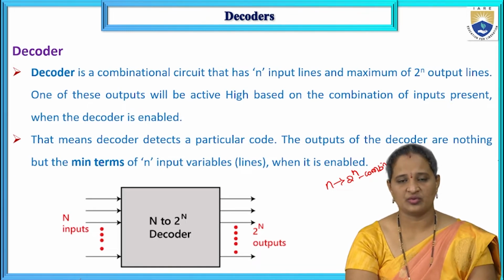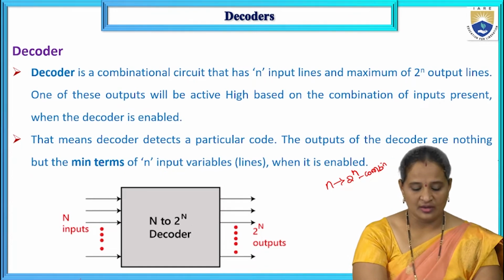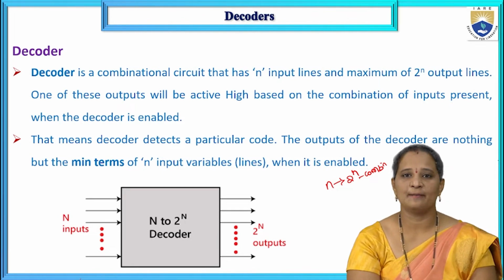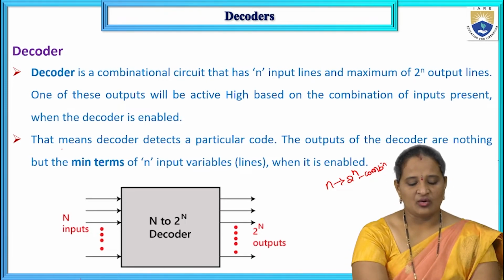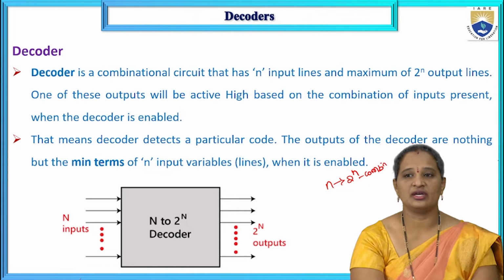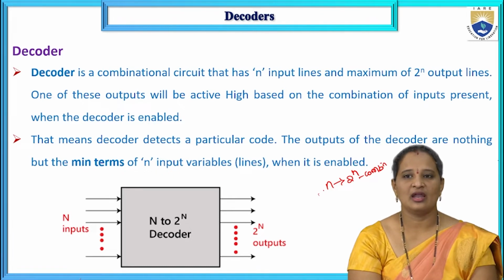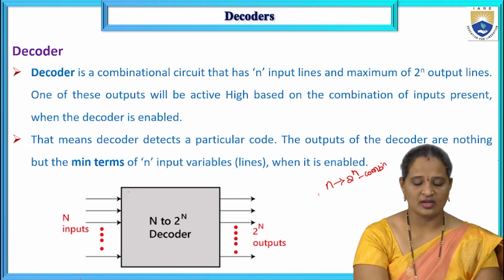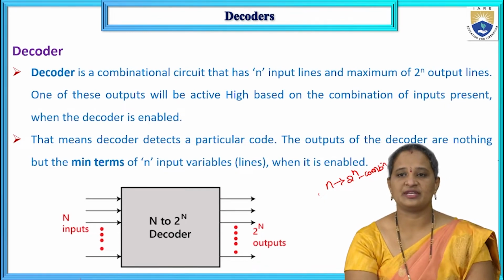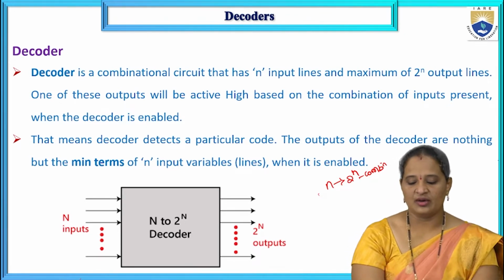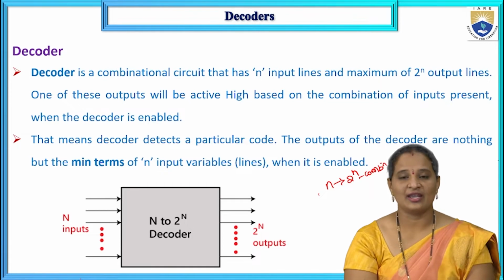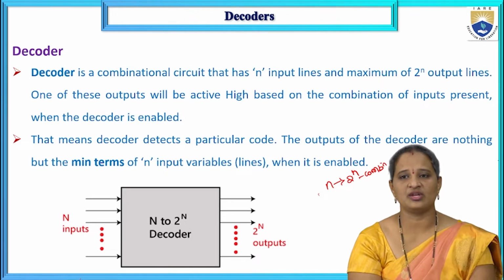So what kind of operation is it going to perform? It converts the given binary data into its equivalent decimal representation. Here the decoder detects a particular code. The outputs of a decoder are nothing but the minterms of the input variable lines when it is enabled. As we all know, each combination of input variables is represented as a minterm. So the outputs of the decoder are the minterms of the input lines, and it performs its regular operation when it's enabled.